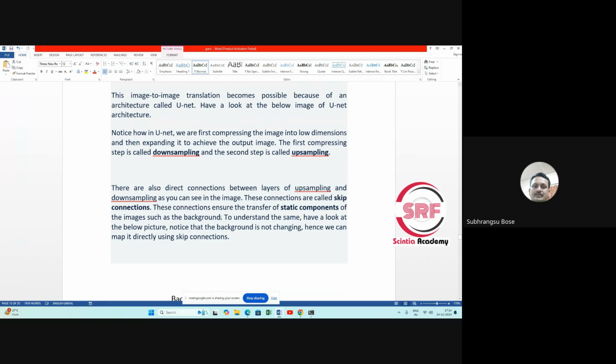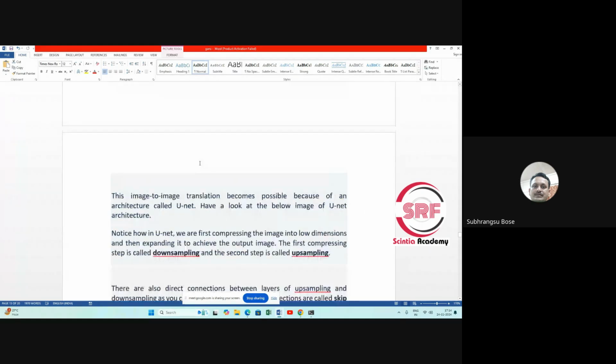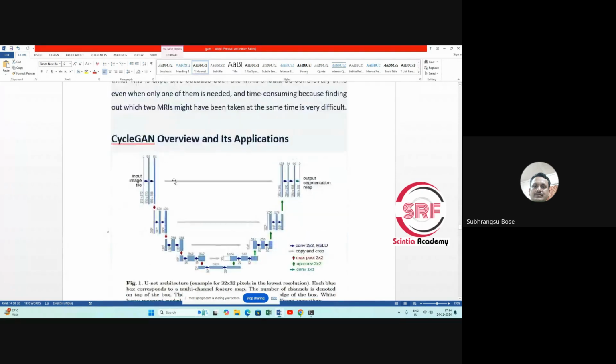There is also a direct connection between layers of upsampling and downsampling, as you can see. The skip connection. What is the use of this skip? This is the skip, this arrow side, from there to there to there. What is the requirement? If we want one image of an apple converted to an orange, we need the total information of the apple.